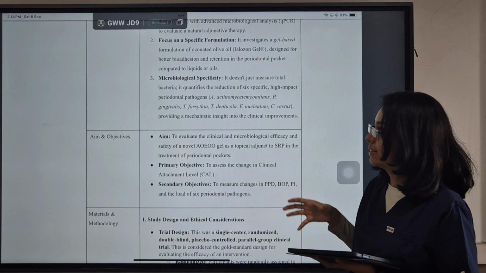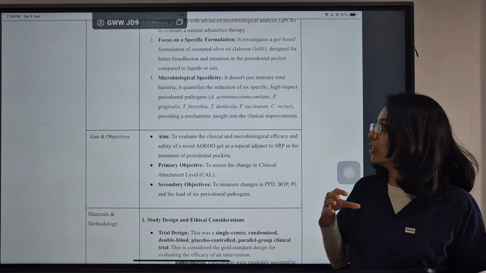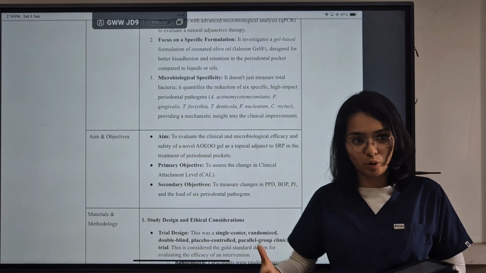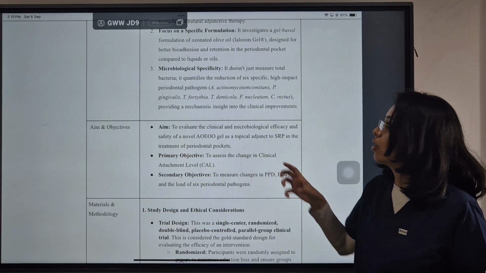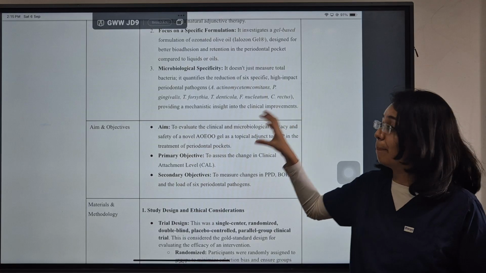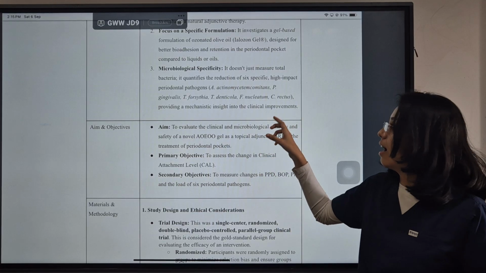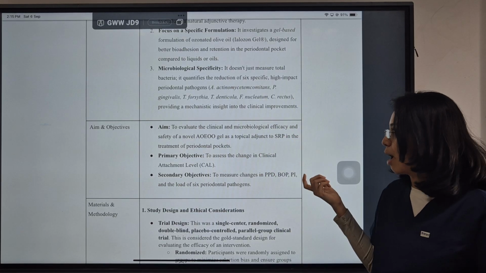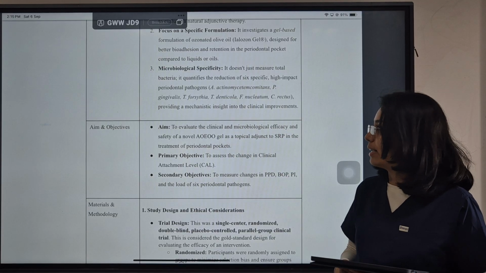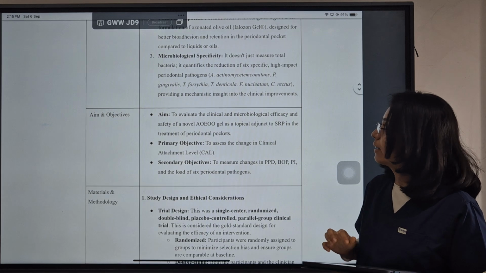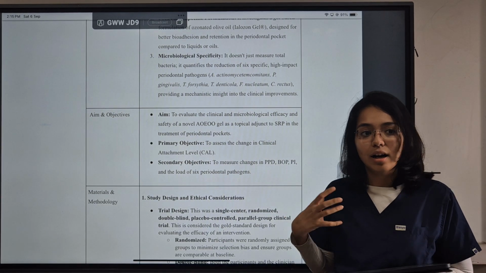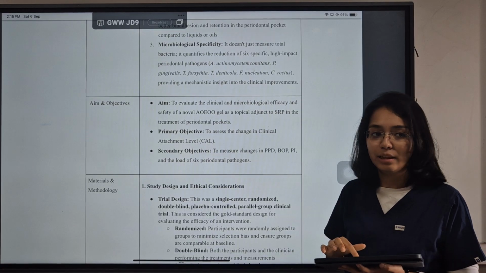And this study is also said to have this microbiological specificity, where it does not only mention the bacterial load like other studies do. It also quantifies the reduction of the 6 specific high impact periodontal pathogens that are Aggregatibacter actinomycetemcomitans, Porphyromonas gingivalis, Tannerella forsythia, Treponema denticola, Fusobacterium nucleatum, and C. rectus. So this will give us a mechanistic insight into the clinical improvements.